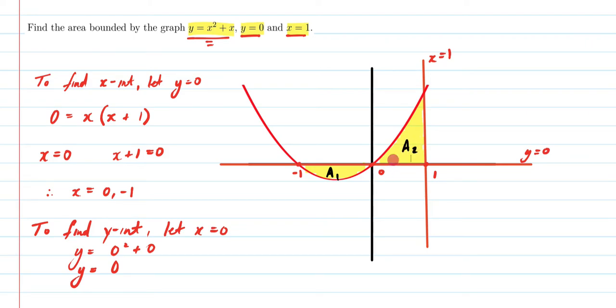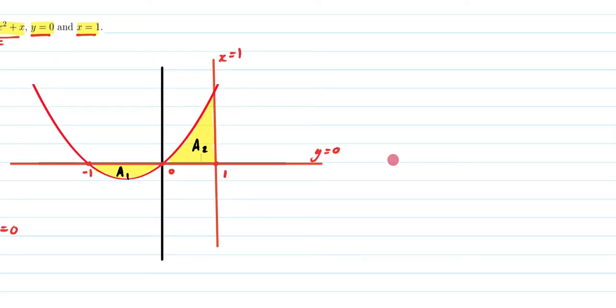2. Let's now come over here and do some maths. To find out what A1 is going to be, we're going to find the integral of 0, because that's my bigger value, and -1, that's my smaller value, for the function which was x squared plus x dx.